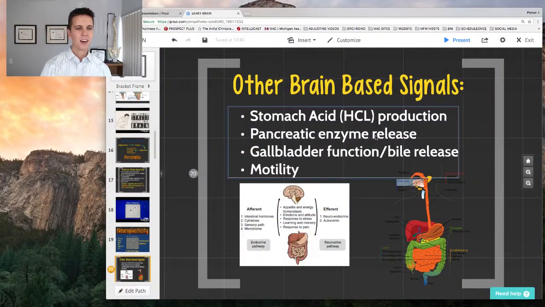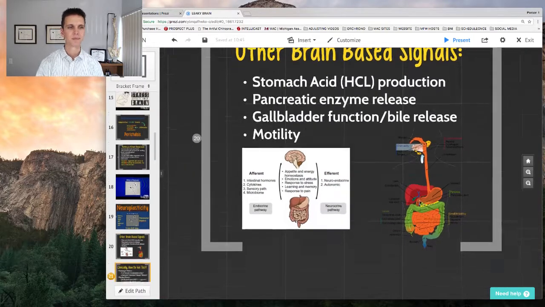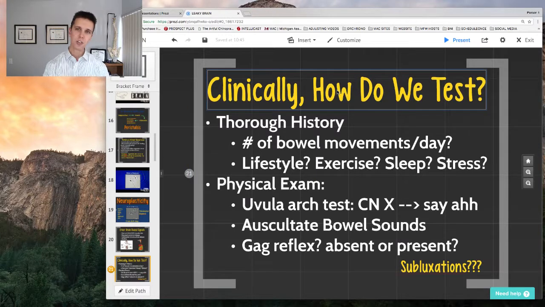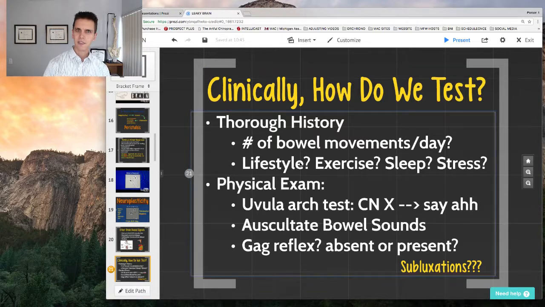Other brain-based signals, again, everything goes back to the brain and the vagus nerve: stomach acid production, pancreatic enzyme release, gallbladder function, bile release, and motility. Moving right along. Clinically, how do we test and evaluate this? Like I was saying earlier, how many bowel movements are you having per day? At least one. A lot of research suggests that if you don't have a stressful lifestyle, you should have some sort of bowel movement after every meal. Lifestyle, exercise, sleep, and stress all play into the thorough history.